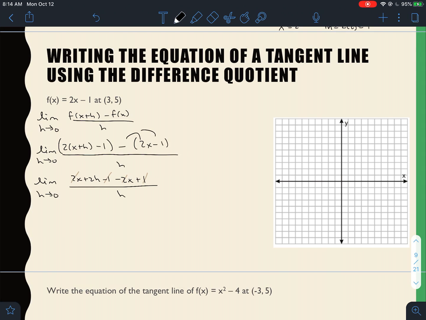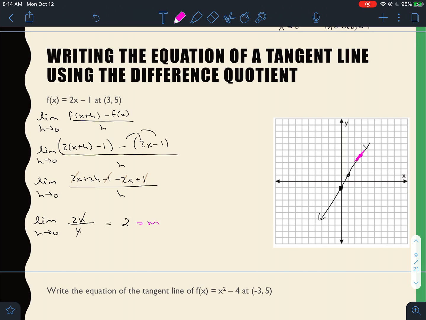The 2x's cancel and the 1's cancel. So I have the limit as h goes to 0 of 2h over h. Those h's will cancel, and so I'm just left with 2. So that means that the slope of my tangent line is 2. Well, if we graph this, we would have negative 1 and then up 2 over 2. If I wanted to find the slope of this line at the point (3, 5), well, the slope of that line should be 2 because it is a line.